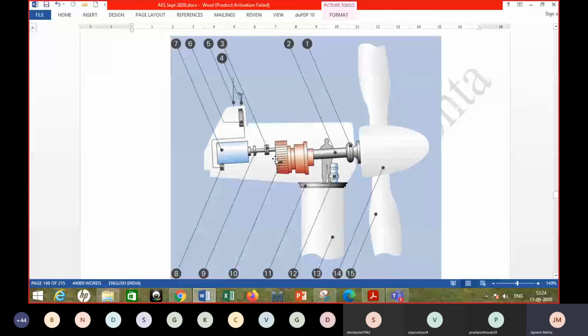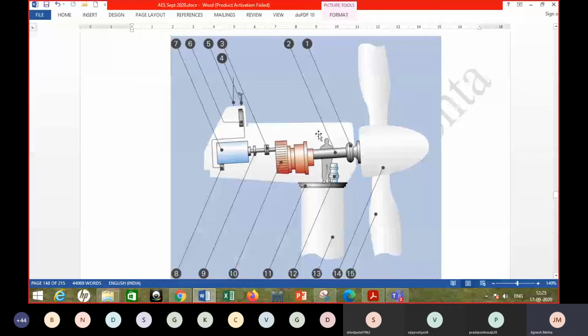So then you have the high speed shaft, and then this 3 is the braking mechanism in case you need to stop the turbine in an emergency and during maintenance, and then the coupling, and then this one is the generator. 7 is the generator to which this shaft is coupled and produces electrical power, and then some controls are also required. What you see here, there should be an anemometer which provides you the wind velocity, and a wind vane provides you the direction of the wind.